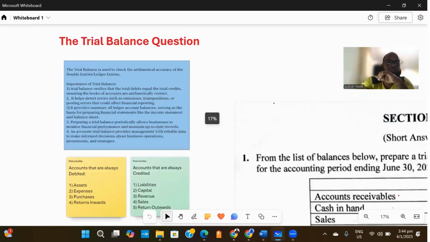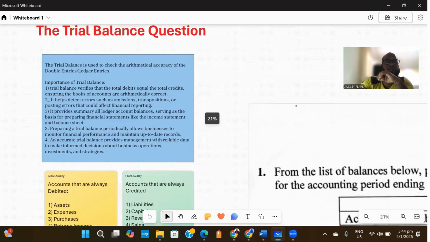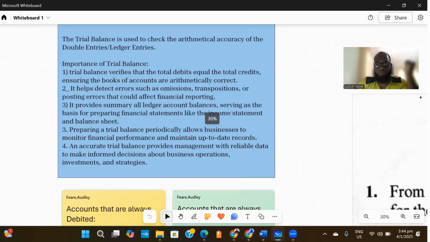All right, so trial balance. And let me use my spotlight so you can go through as I read. The trial balance is used to check the mathematical accuracy, so your addition, your subtraction, whatever it is, the arithmetic accuracy of the entries that you would have done from the ledger, the double entry system coming down. And the importance, of course, is that it verifies that your total debit entries are equal to your total credit entries. And the second thing, it can be used to detect errors.